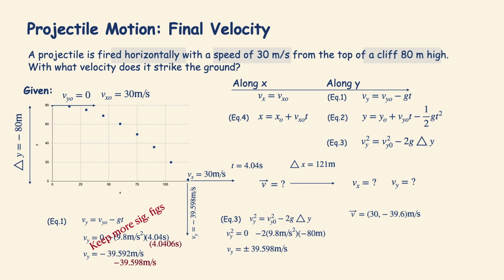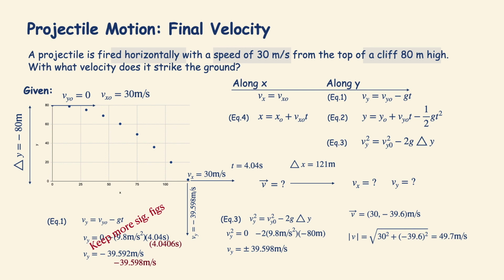But what if you're solving a problem in which you're explicitly asked to find the magnitude and the direction of that vector? Remember, vectors can be reported in 2 ways: components or magnitude and direction. So if you need the magnitude, you're going to use the Pythagorean theorem, the square root of the sum of the squares of the components, which will give you 49.7 meters per second.